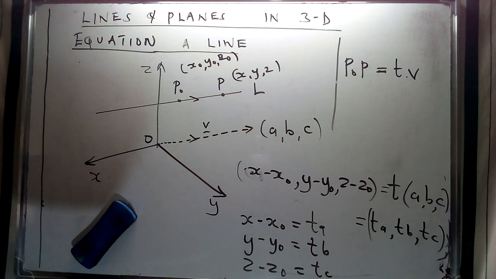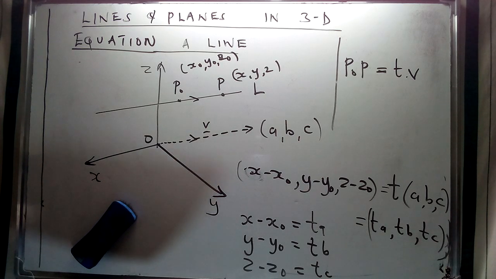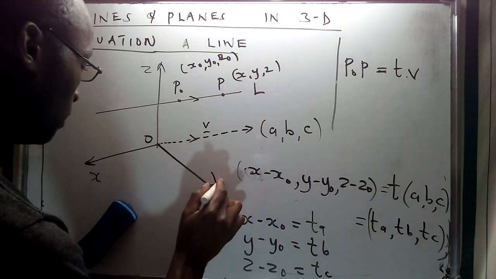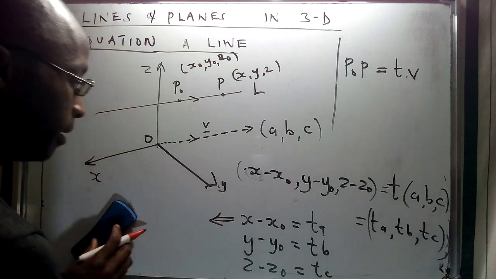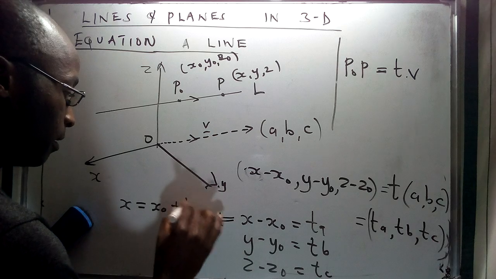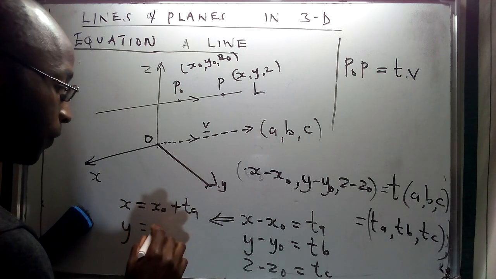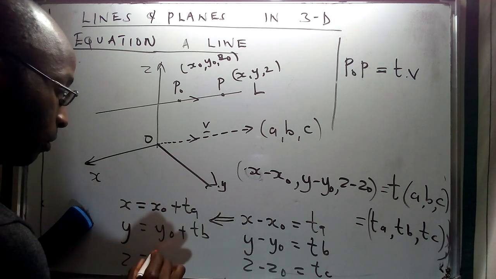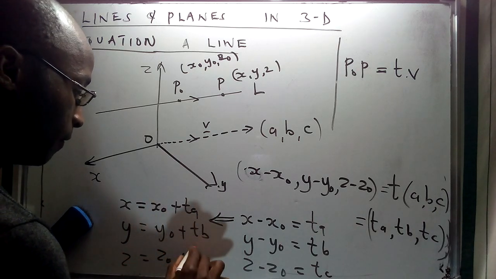So these are going to give me what we call three equations, which are going to be parametric equations, with that specific scalar t, which takes a value for those parametric equations of t. So I can make x the subject of that formula: x is equivalent to x naught plus ta, y is equivalent to y naught plus tb, and z is equivalent to z naught plus tc, respectively.